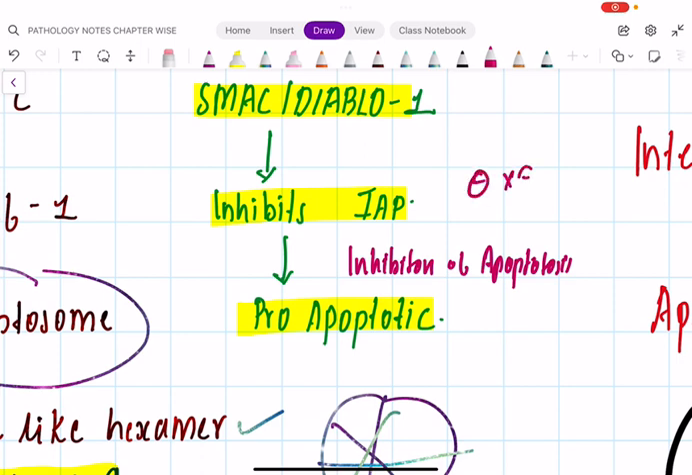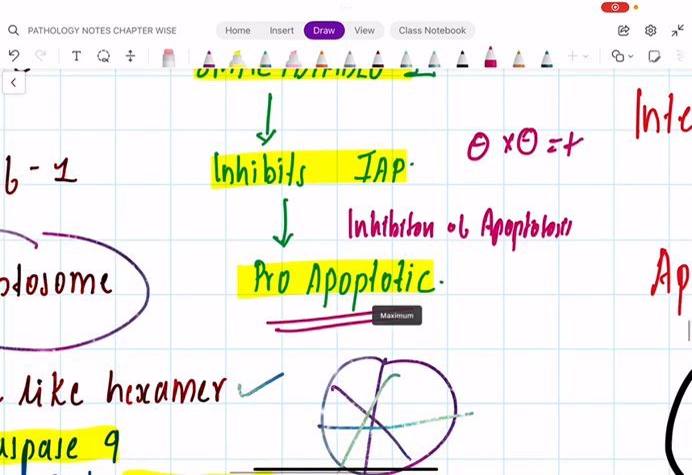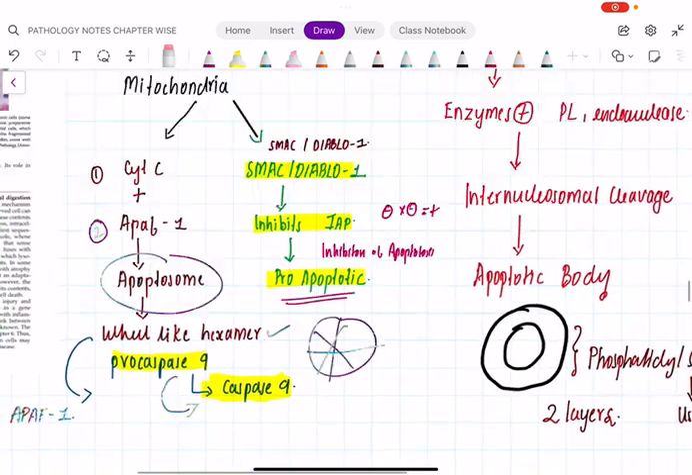Minus into minus is plus. When he inhibits the inhibitors, the apoptosis will be stimulated. Apoptosis will be encouraged. That is it. We have to discourage the inhibitors to encourage the apoptosis. That is the reason. When we inhibit the inhibitors of apoptosis, the final pathway will be pro-apoptotic. So these two pathways will come into action. I hope things are clear for you.